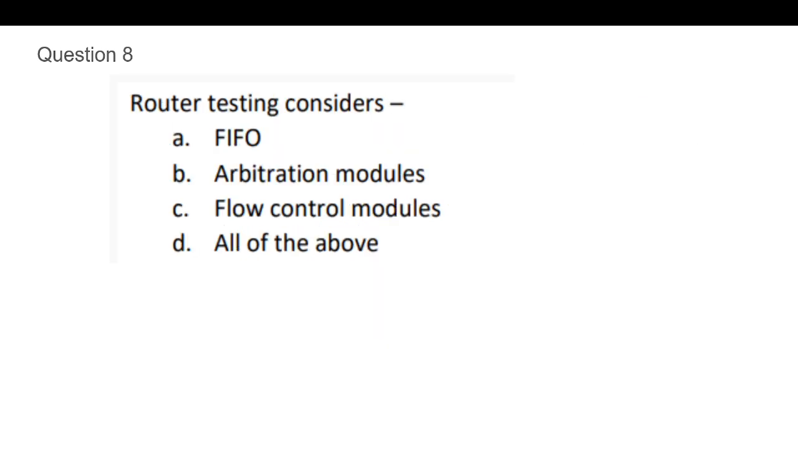So the next question, router testing considers... We said that the flow control module, arbitration module, and the FIFO. So we need to test everything.